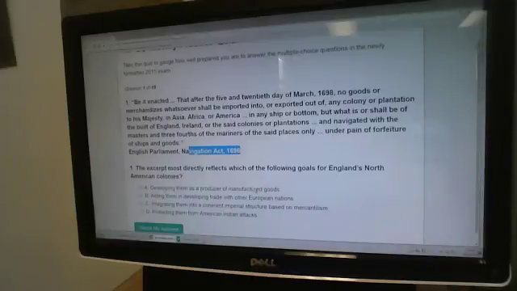Developing them as producers of manufactured goods, aiding them in developing trade with other European nations, integrating them into a coherent imperial structure based on mercantilism, protecting them from American Indian attack. Which one is obviously not true? Okay, good. D, not true. So A, B, or C?